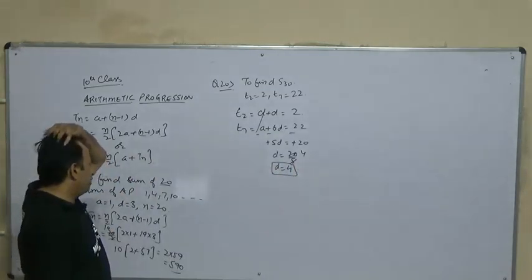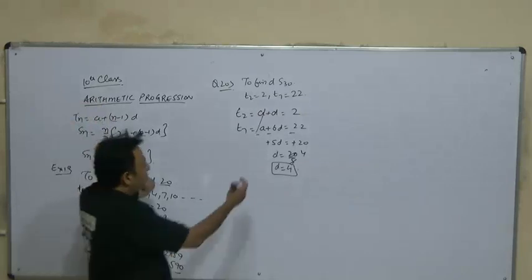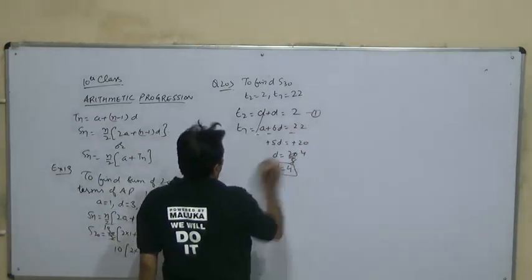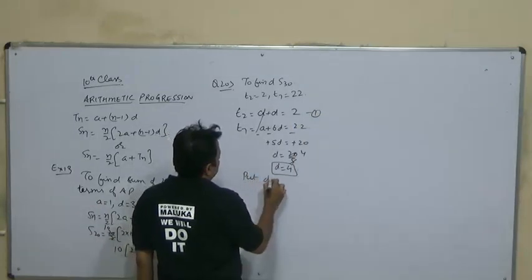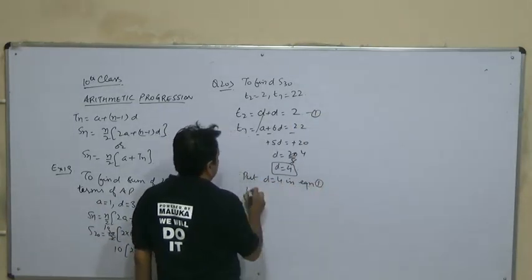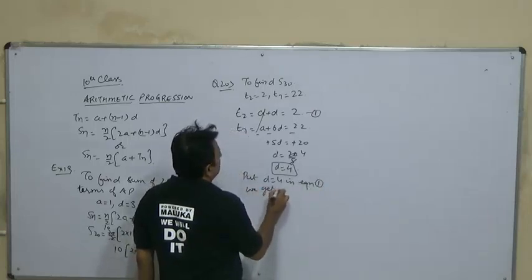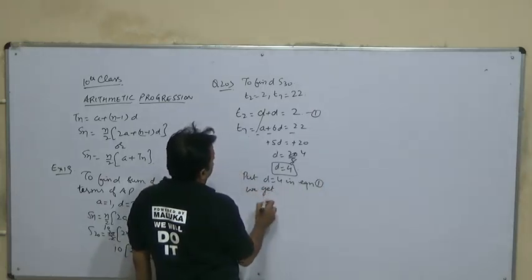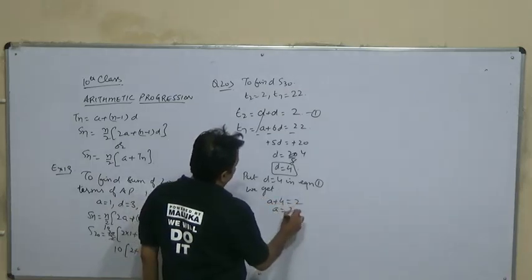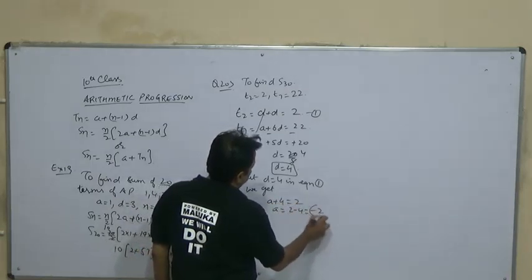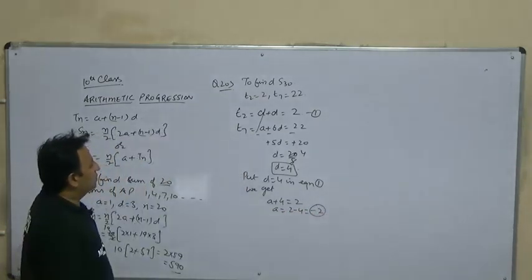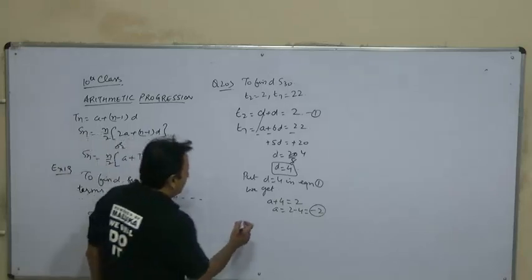Now, we want the value of A. So, put D equal to 4 in the first equation. So this will be A plus 4 is equal to 2, A is equal to 2 minus 4, which is minus 2. So the value of A is minus 2 and D is 4. Now, we can find S30.